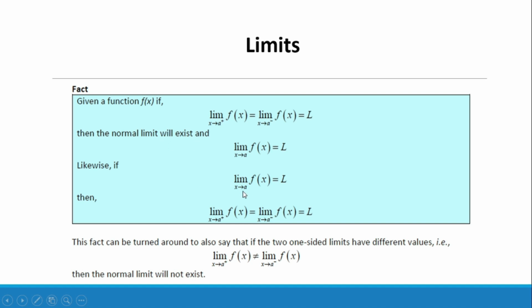Likewise, if the limit as x approaches a of f(x) is equal to L, then the limit as x approaches a plus of f(x) is equal to the limit as x approaches a minus of f(x) is equal to L. This fact can be turned around to also say that if the two one-sided limits have different values, the limit as x approaches a plus of f(x) is not equal to the limit as x approaches a negative of f(x), then the normal limit will not exist.